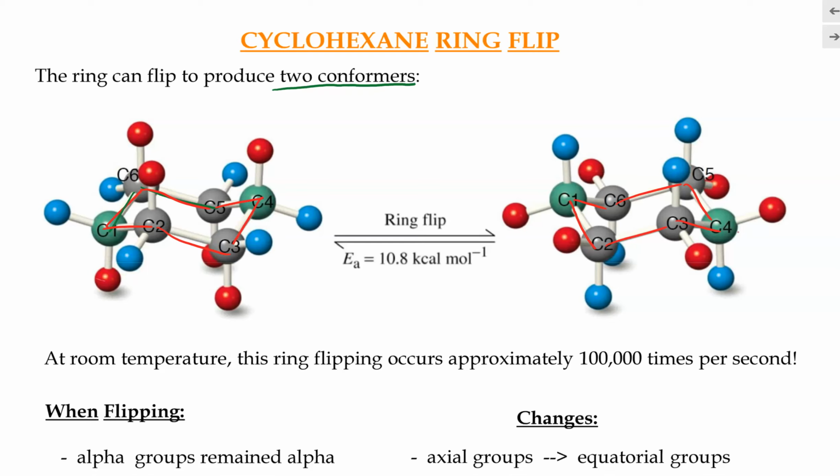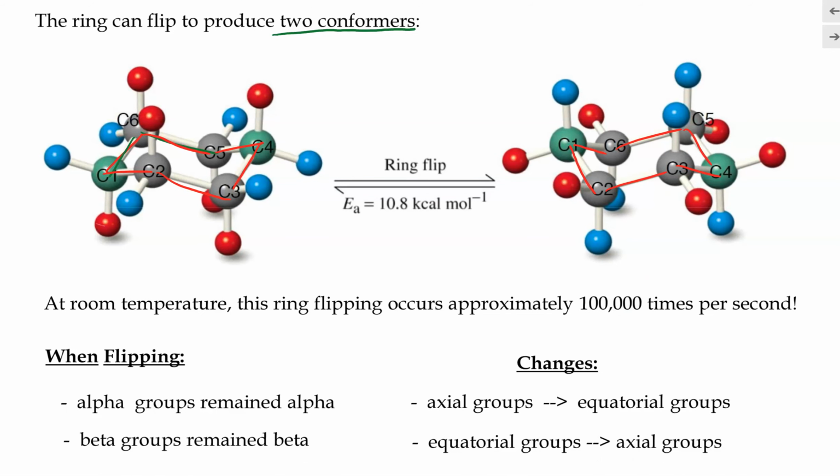Whenever we have a chair conformation, it can flip back and forth between these two conformations, because they can have different energy or different stability. So the ring can flip to produce a more stable conformation. Normally, this can happen up to 100,000 times per second. That's the rate of flipping at room temperature.